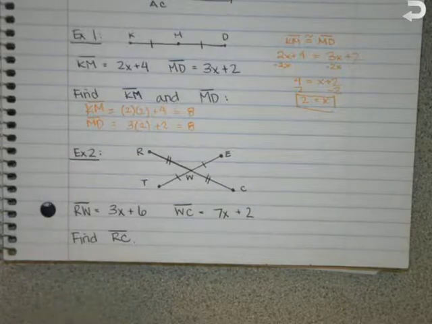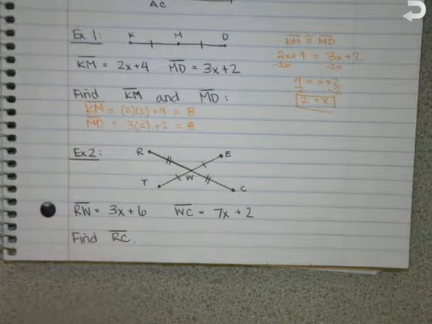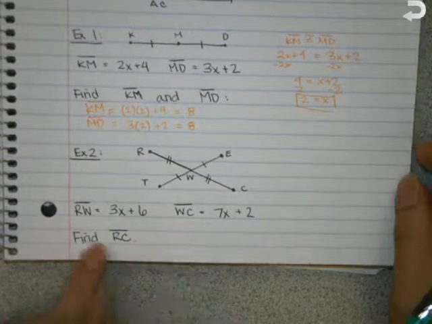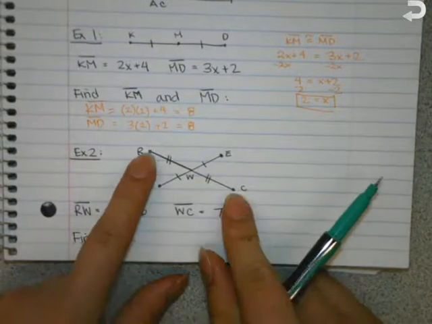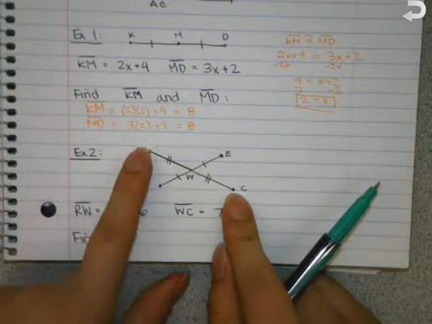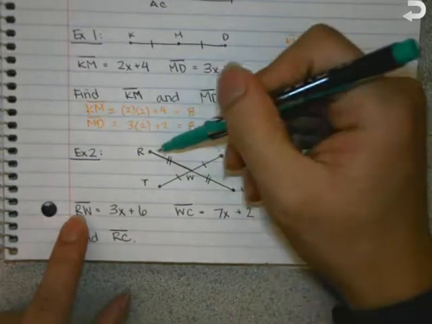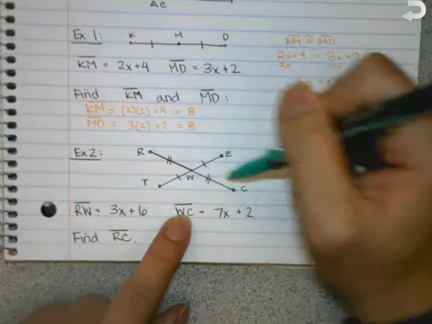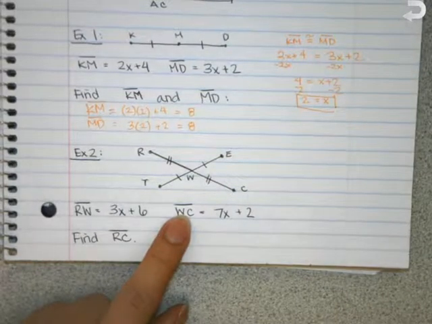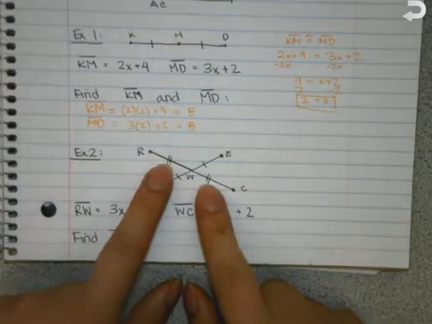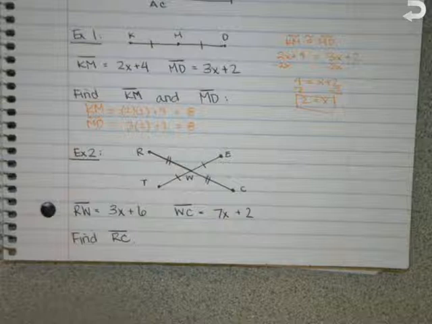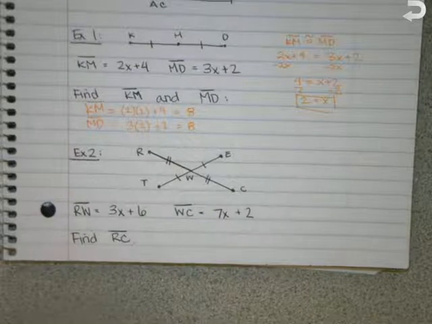Okay, so for example number 2, these are the givens, and we're supposed to find RC, right? RC is our total length here, guys. It's the total segment. And we have RW, which is half of it, and then we have the other half. Well, how do we know it's half? Because of these symbols, right? It means that they're congruent, okay? So very similar to the previous problem, guys.